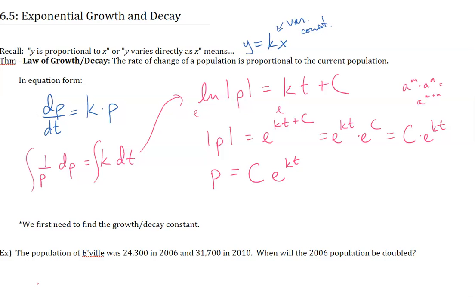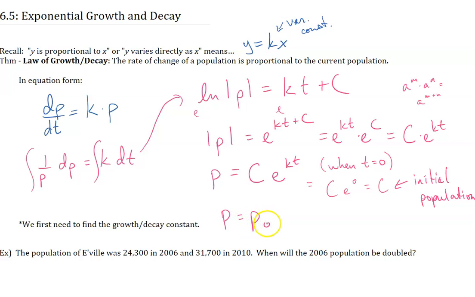If I were to plug 0 in for t, so I'm going to actually write this, when t equals 0, in other words, the initial time, then this would be equal to c times e to the 0, which is just c times 1. So c, okay? In other words, when time is equal to 0, the population is equal to c. That means that c is the initial population.